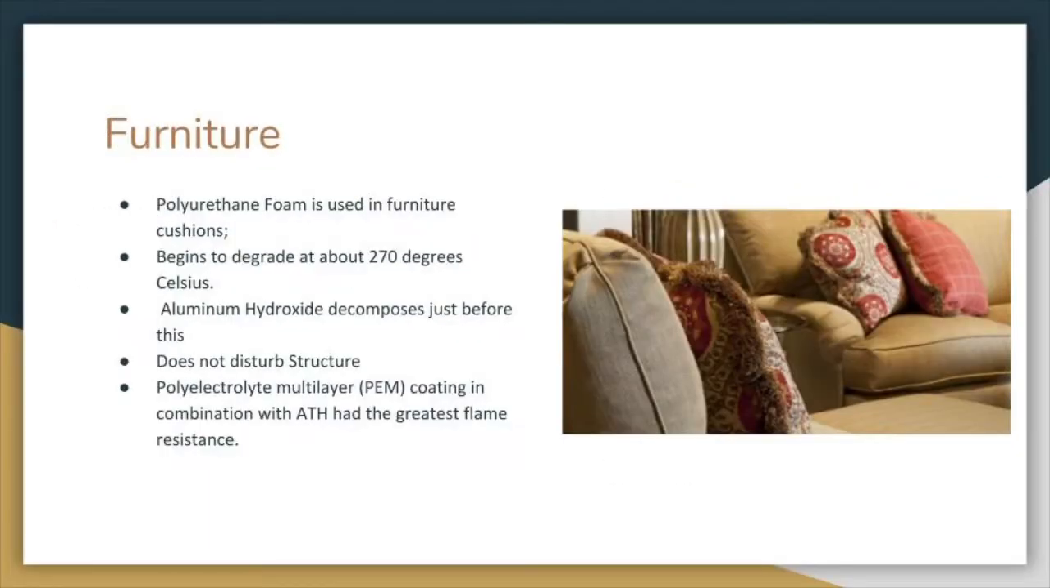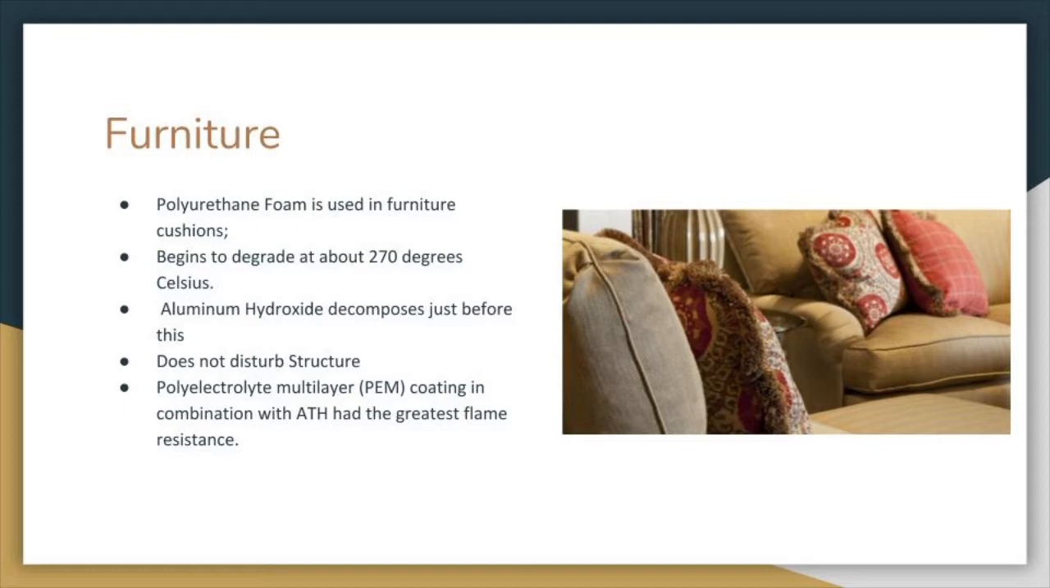Aluminum hydroxide can be used in furniture as well. Polyurethane foam is a type of foam that's used in furniture cushions. However, it's very flammable, so it begins to degrade at about 270 degrees Celsius. Aluminum hydroxide decomposes just before this, which allows it to act and remove the heat before the furniture begins to burn. It's also able to stop the flames without disturbing the actual structure of the polyurethane foam.